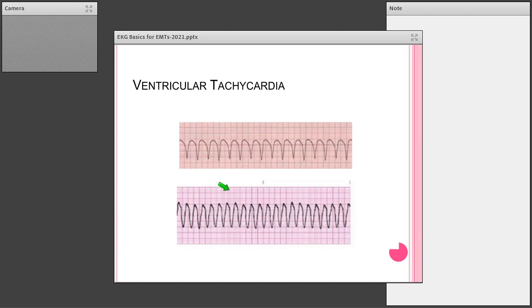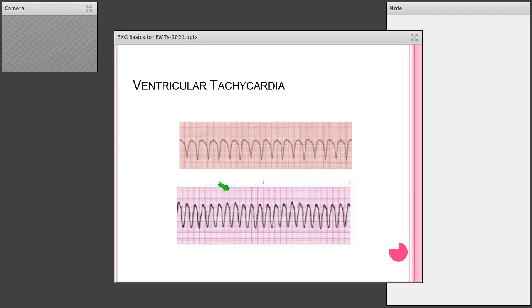Eventually, their heart gets tired of beating this fast, and they will go unconscious, and then their heart will stop, and then they'll potentially be in VTAC for a little bit longer before it degrades into VFib.